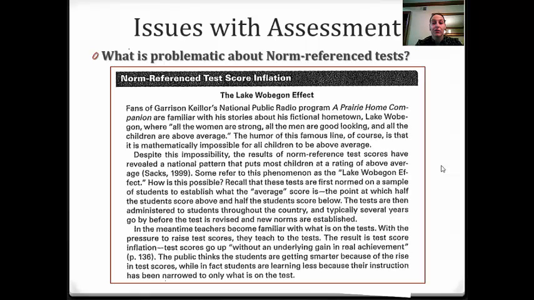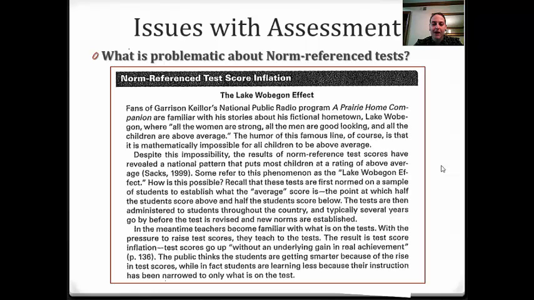An average comes from everybody's scores, and so if everybody scores really well, your average is going to be much higher, right? It might be a 95, but there are going to be people that are below that average, okay? Because the average is supposed to represent the middle of what everybody performs. Despite this impossibility, the results of norm reference test scores have revealed a national pattern that puts most children at a rating of above average.